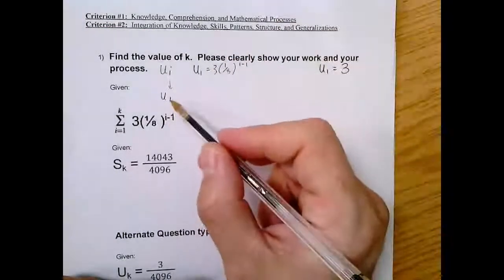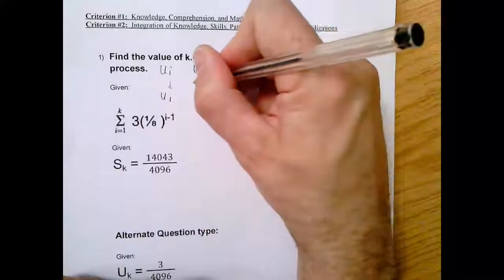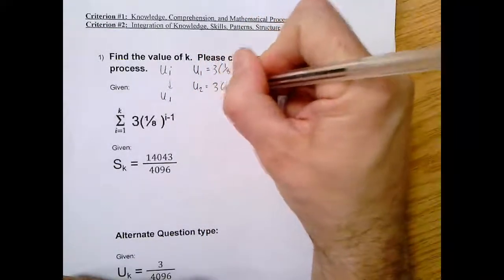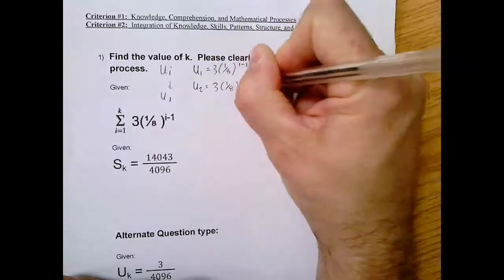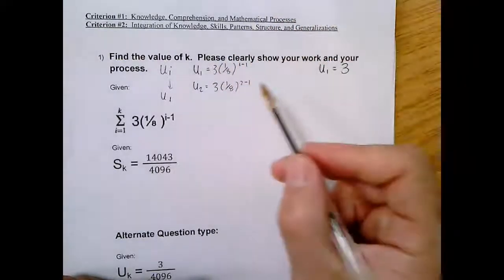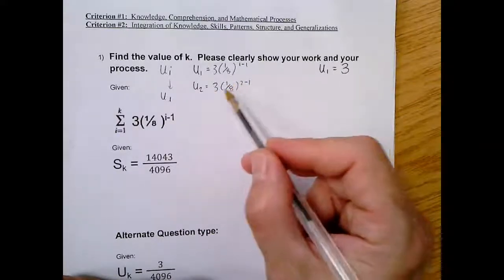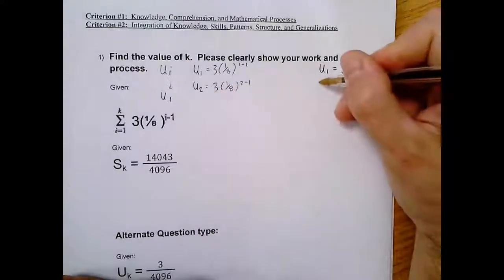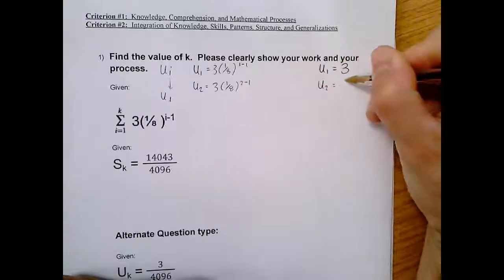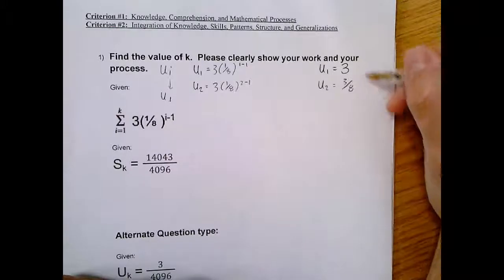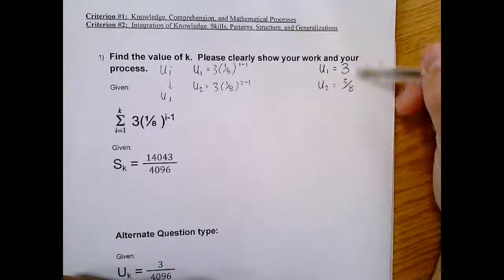Now, if I found the first term by substituting in a 1, I think it's logical to say, well, I'll find the second term by substituting in 2. Same thought process. 2 minus 1 is 1. 1/8 to the first power is 1/8. And 3 times an eighth is 3/8. Okie dokie. So actually, at this point, I would have enough information to figure out what's letting my terms grow, or in this case, decrease.